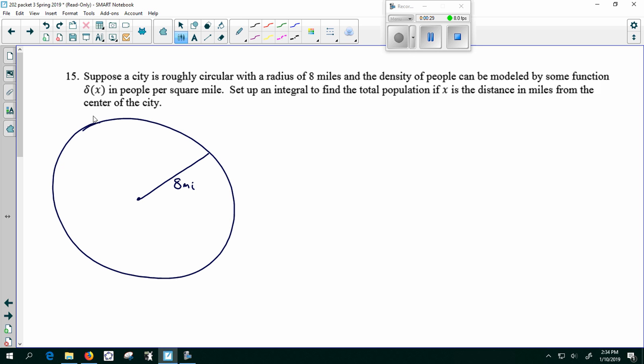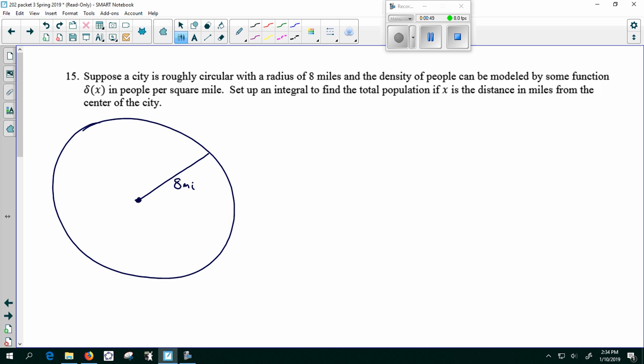So we want to set up an integral to find the total population if x represents the distance in miles from the center of the city. So in the center of the city, we have some certain density of people, and as we get further out, the density of people changes. So the density is going to change in these concentric rings.